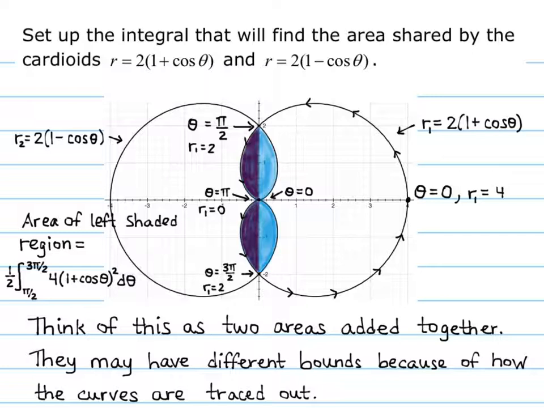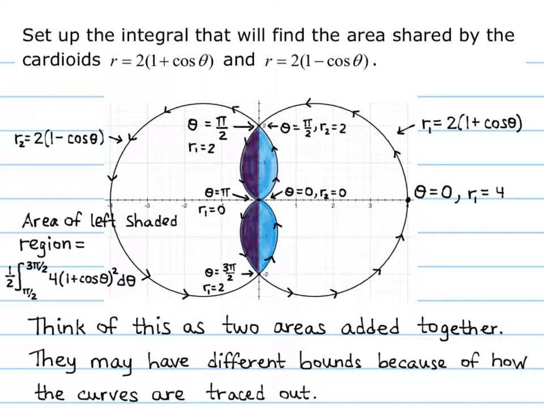And now I want to find the area of the right part of the shared region. So I know on my curve r sub 2 equals 2 times the quantity 1 minus cosine theta, that when theta equals 0, if I plugged in a 0, I would get 2 times 1 minus cosine of 0. 1 minus 1 is 0. So I'm at the origin. So when theta equals 0, r sub 2 equals 0. And this curve is also traced out in the counterclockwise direction.